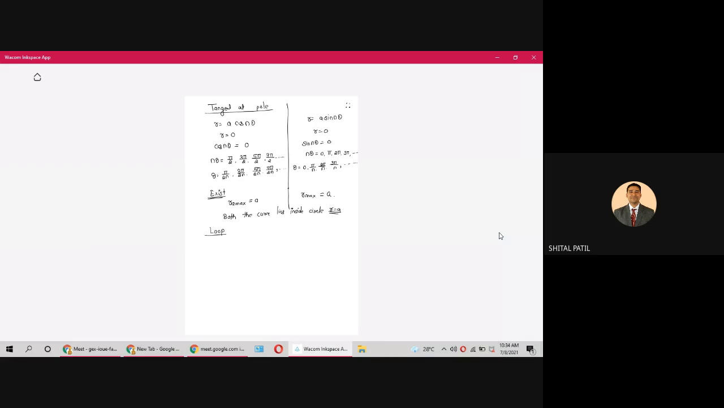Is it possible that R is negative? Yes, R is minus A in both cases. Therefore, loops exist in both cases. Now, number of loops, a very important part. For both of them, whether it is R equal to A cos n theta or R equal to A sin n theta, it does not depend upon whether it is sin theta or cos theta. It depends upon n.